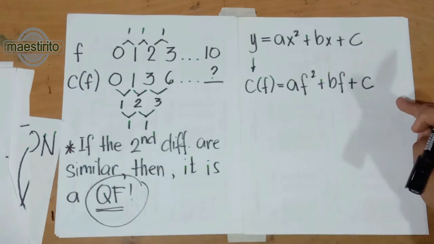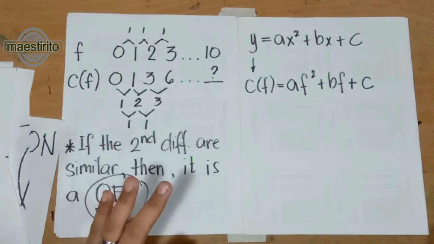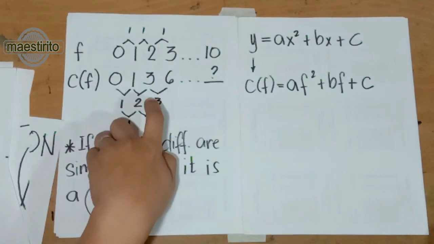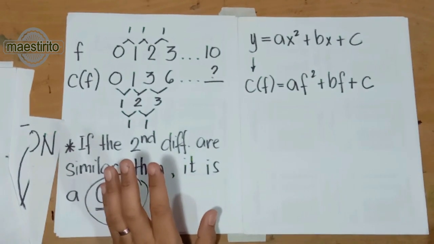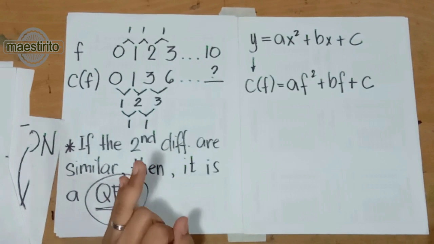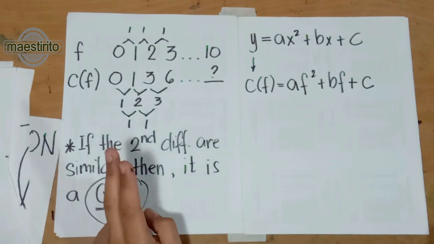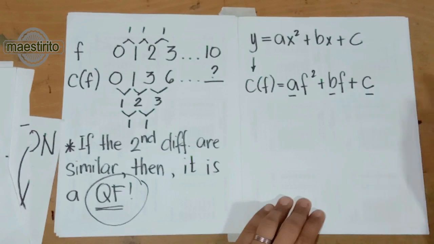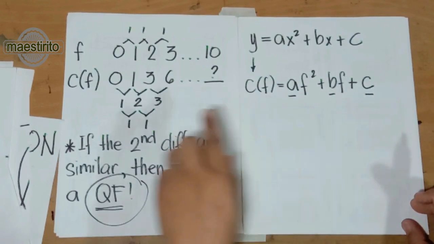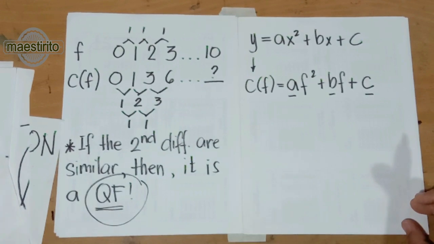Now, for this case, if it is a quadratic function, we will be needing 3 sets of points. For the linear function, since we only need to look for a and b, 2 variables, you only need 2 sets of points from the table of values. But in this case, we have a, b, and c. So 3 variables, so 3 sets of points. 2 variables, 2 sets of points. I hope that is very, very clear.